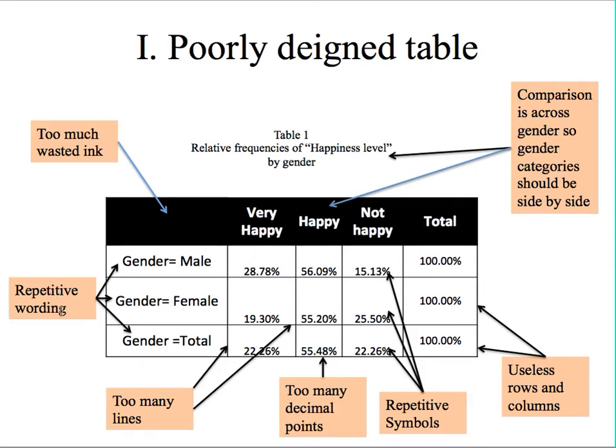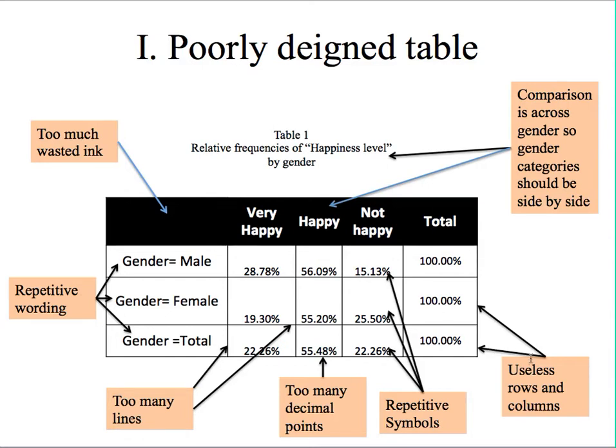There is repetitive wording, gender, gender, gender, equal, equal, equal. That could be out. Too many lines, vertical lines, avoid vertical lines at all cost. So too many lines in this table that are useless, they're just clutter. Too many decimal points. If you have a percentage, use 1, maximum 1 decimal point. That would erase a lot of numbers out of the table. Repetitive symbols, we can take out that and simplify the table.